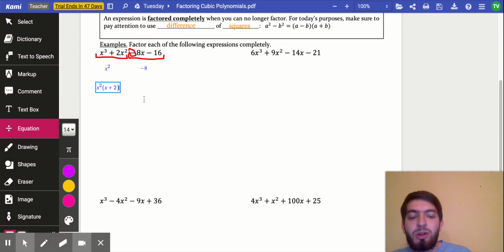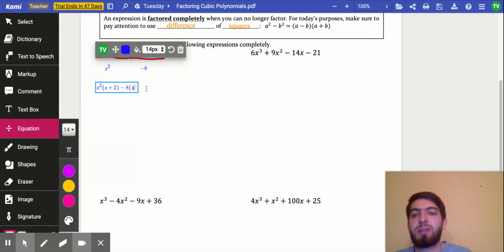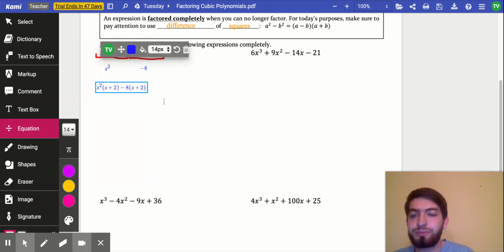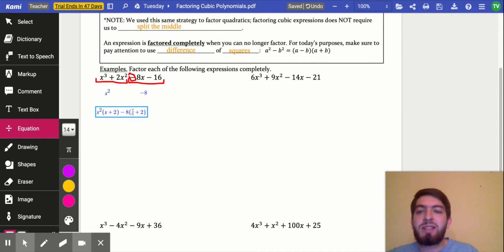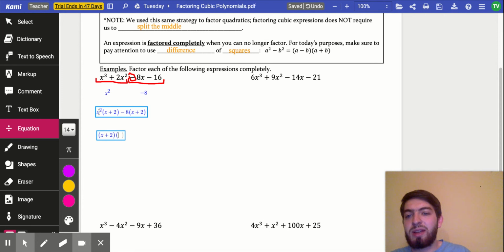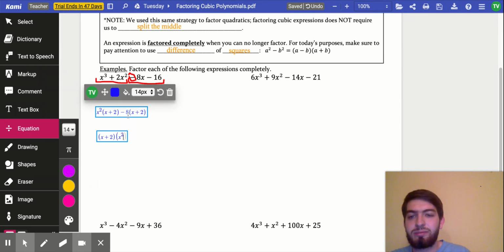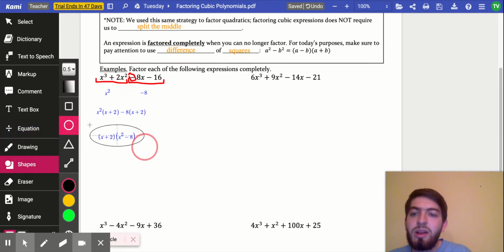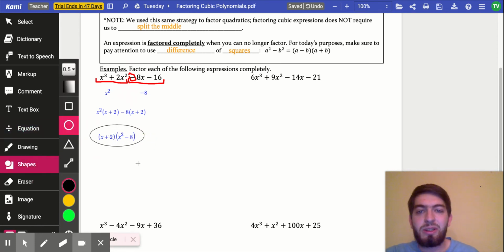Then in the next 2 terms, we're factoring out minus 8 and dividing everything by negative 8, right? Negative 8x divided by negative 8 gives us positive x, and negative 16 divided by negative 8 gives us positive 2. So this is where we pay attention and make sure that the x plus 2's match each other perfectly. And it's only because they do match that we can factor the x plus 2 out and be left with x squared minus 8. So this is our final factored expression.